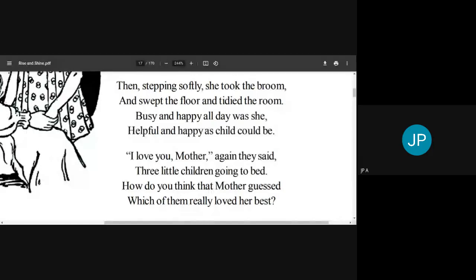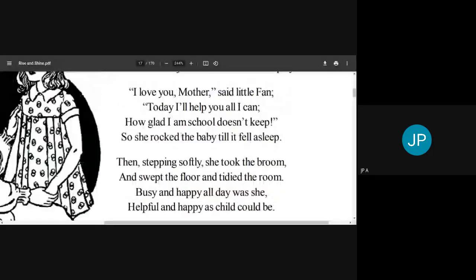Thank you, Anushree. So here you have the third child. She also says that she loves her mother. But what does she say? She says, I love you, but I will help you also. So there is a difference between this child and the other two children. She says, I will help you all I can because school doesn't keep. School doesn't keep means I don't have school today. So she helped her mother in many ways. She looked after the little baby in the house. She took the broom and cleaned the room. Tidied means cleaned. Swept the floor means sweeping.